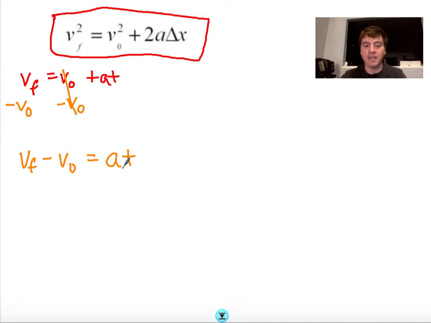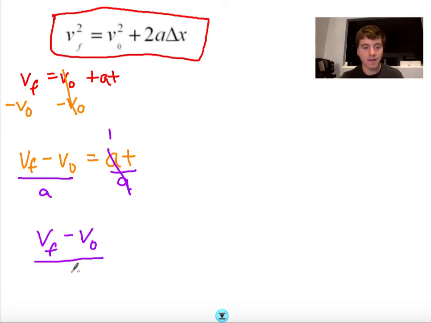Well, I'm solving for t, so now I need to divide both sides by a. A divided by a is 1, and 1 times t is t. So we get that the final velocity minus the initial velocity divided by the acceleration is the time. I promised you we'd use another one that we know, and we just figured this one out.